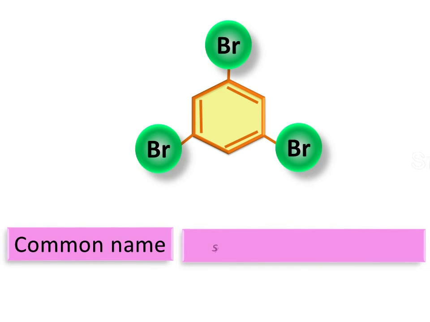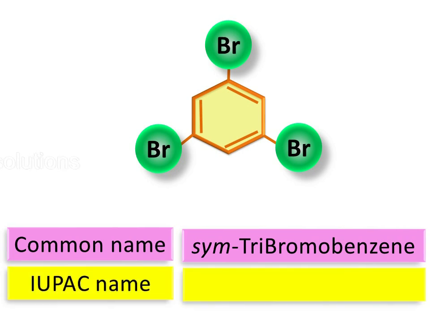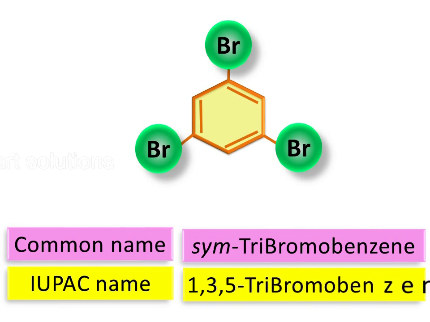Common name symmetric tribromobenzene. Tribromobenzene. Here aromatic ring contains 3 bromine atoms, so tri is prefixed.